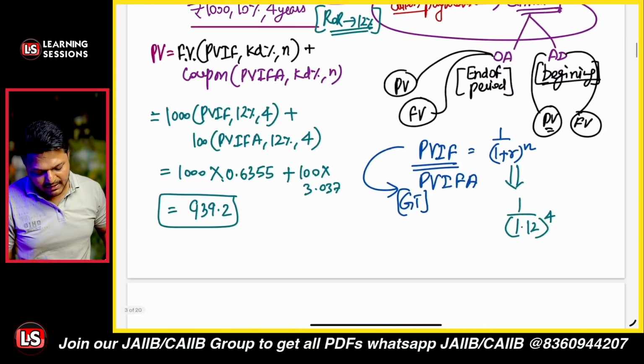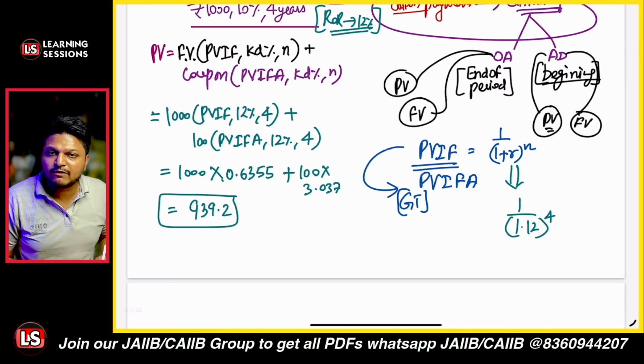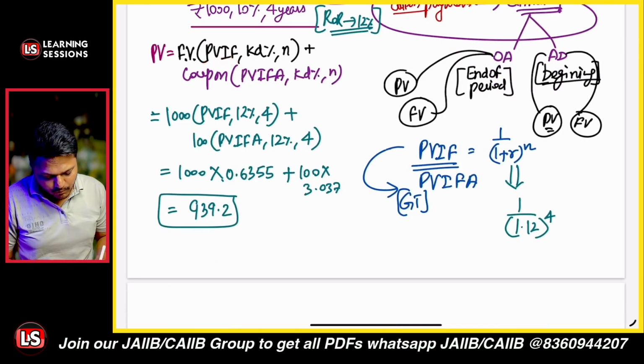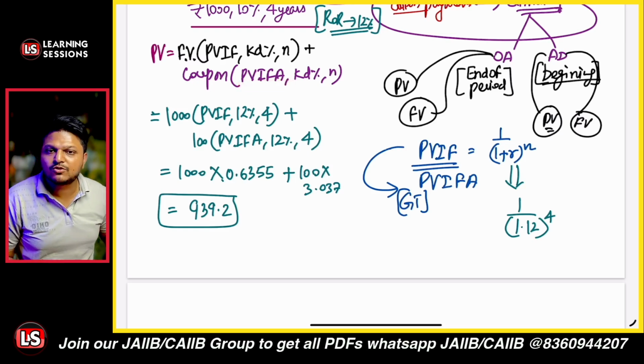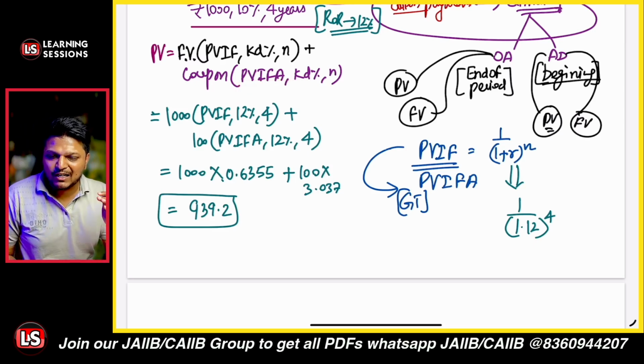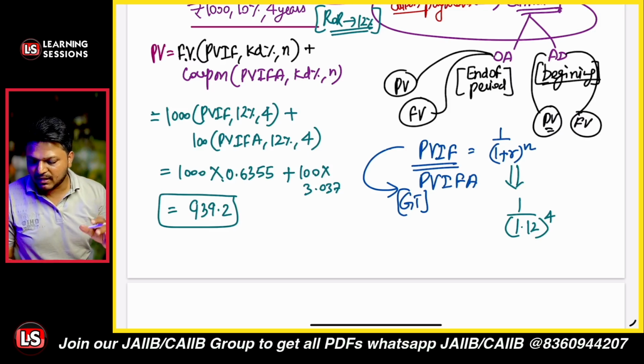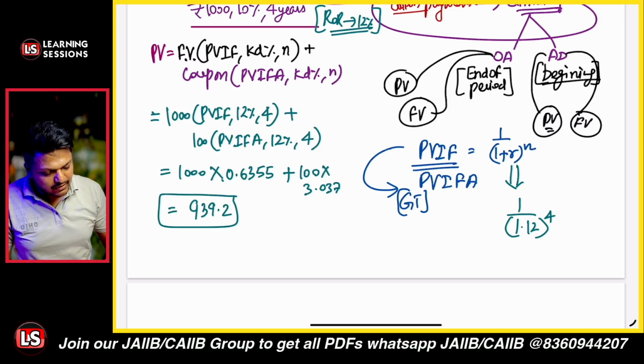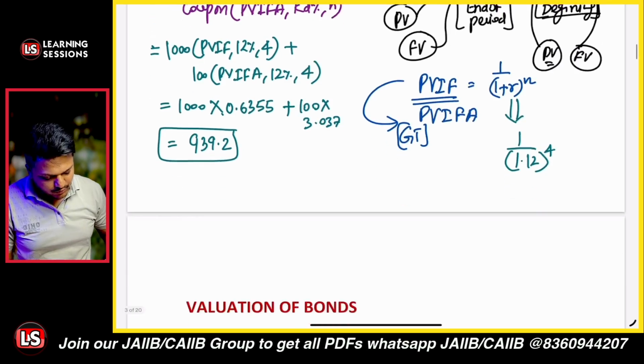So we just wrote the present value is equal to face value. For face value, it is PVIF, and for the coupon, it is PVIFA. And then we just solved it, and that's it, right? And I already knew the fact that the answer will be lesser than 1000. How come? Let me tell you.